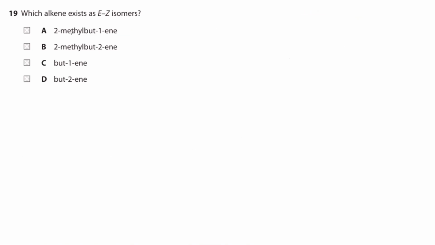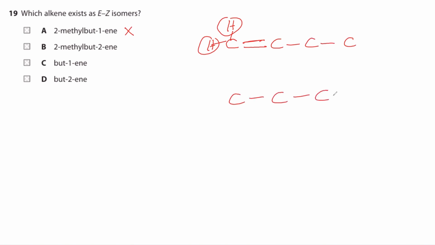Let's take the first example. But-1-ene, 1 2 3 4. When they say 1-ene, I know the double bond is at the first carbon. This corner carbon has two hydrogen atoms, similar groups. So it can't be our answer. Second one, 2-methylbut-2-ene. Now we have but-2-ene, so the second carbon has the double bond. 2-methyl, here there's a CH3 group. Again, it's rejected because if this is CH3, this is also CH3. There are similar groups on one side of the molecule, so we don't need to worry about the other side.